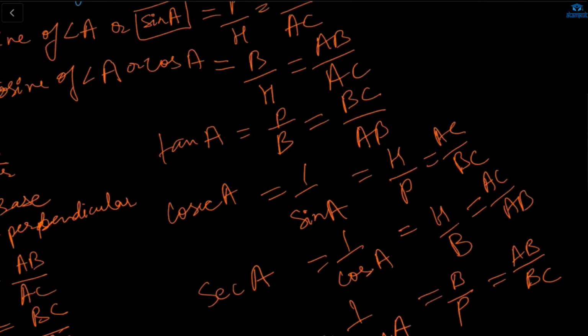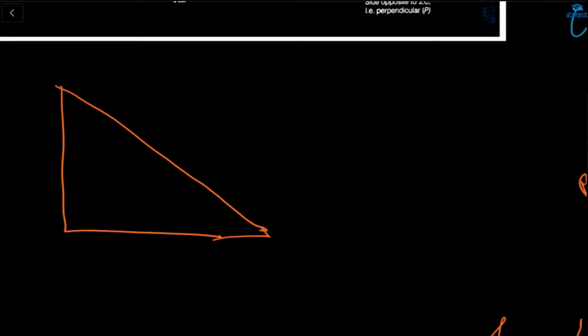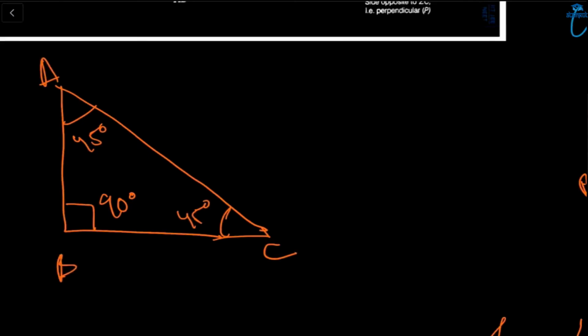When you have a triangle, okay, this is 90 degrees, this is 45 degrees and this is also 45 degrees. A, B, C. So whether you choose angle A as your reference or angle C as your reference, the value of sine, cos, tan will not change. Understood? Because the angles are the same. Because the values depend on the angles. Your trigonometric ratios depend on the angles.